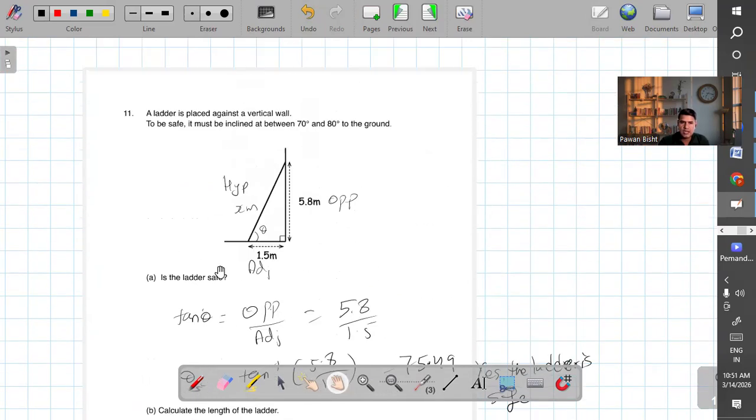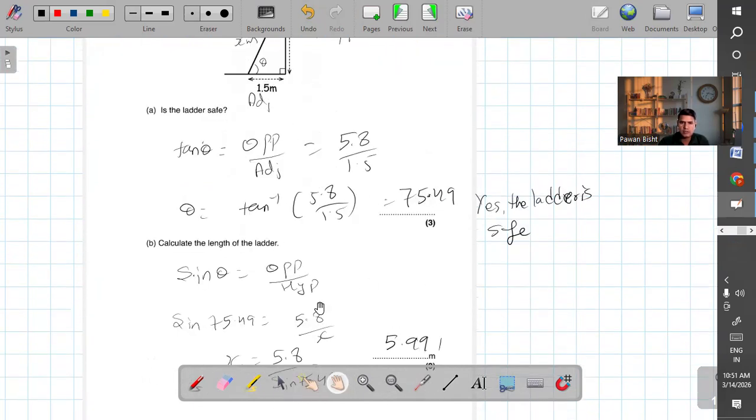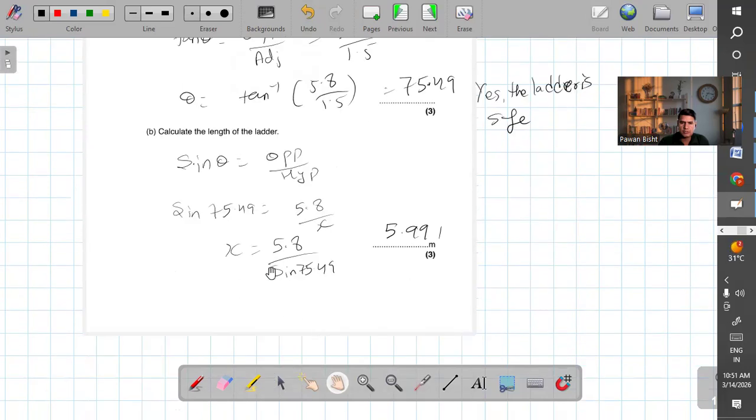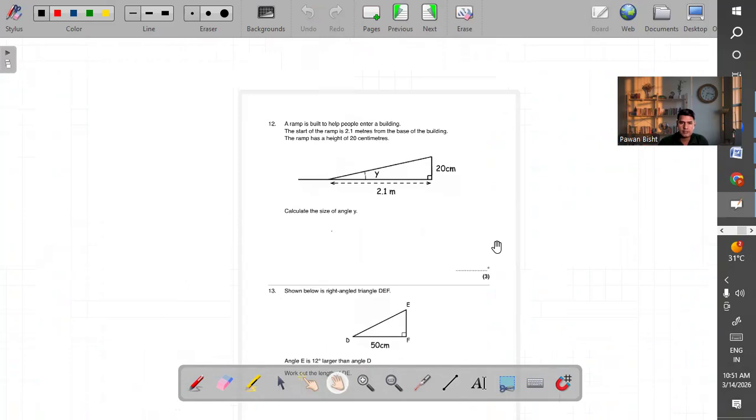Now in the second case, they are asking me to find the length of the ladder. I take this as opposite and theta, I will use this one. So opposite over hypotenuse. So x will be 5.8 divided by sine 75.49, which is 5.99, approximately 6 meter you can say. Okay.